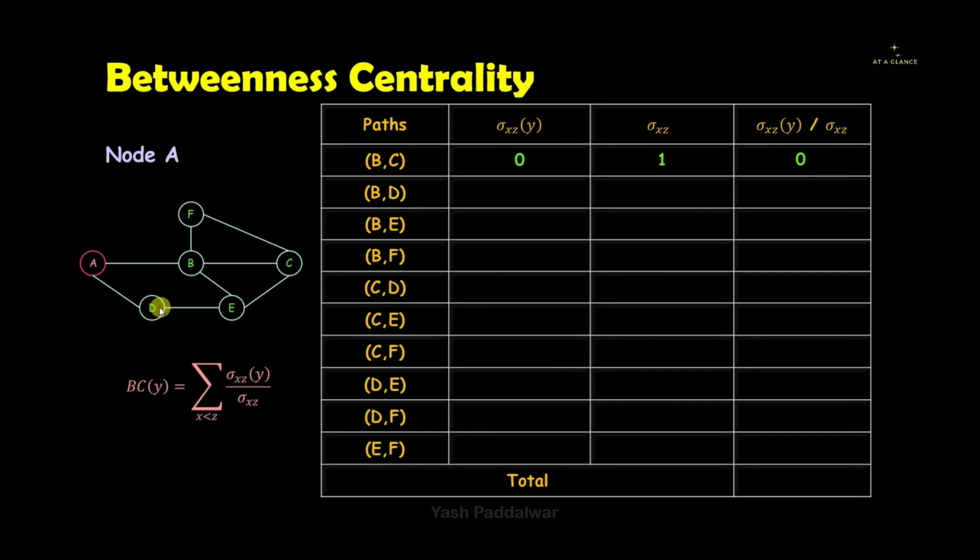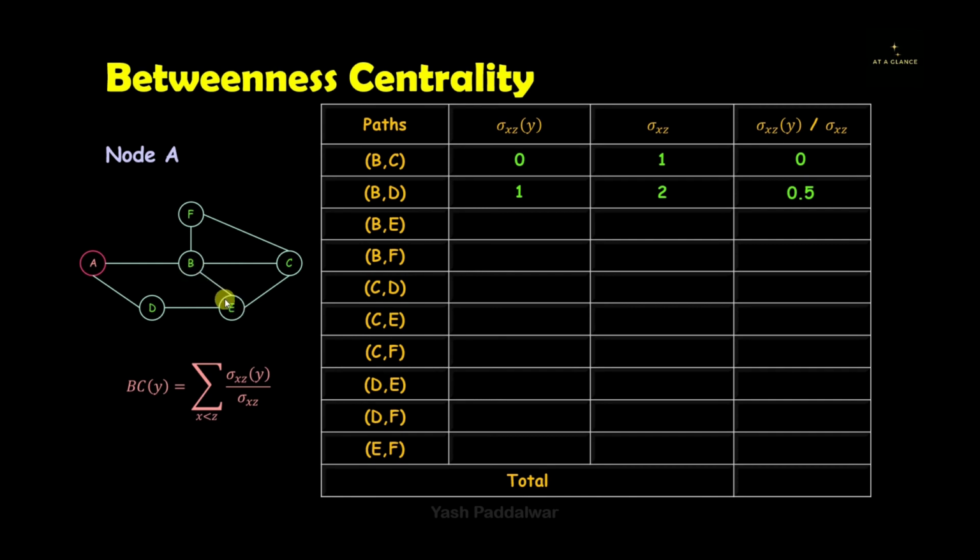Now the next path is BD. You can see that from B to node D, we can reach through two shortest paths. Either we can go through the path BAD or we can go through the path BED. Apart from these two paths, we do not have any other shortest path. So we write 2 as the value in place of sigma xz. Now out of these two shortest paths, one shortest path contains node A. Hence we write 1 in place of sigma xz of y. Now we have to divide these two values. 1 divided by 2 gives us 0.5. Therefore 0.5 is the betweenness centrality of the path BD with respect to node A. Next path is BE.